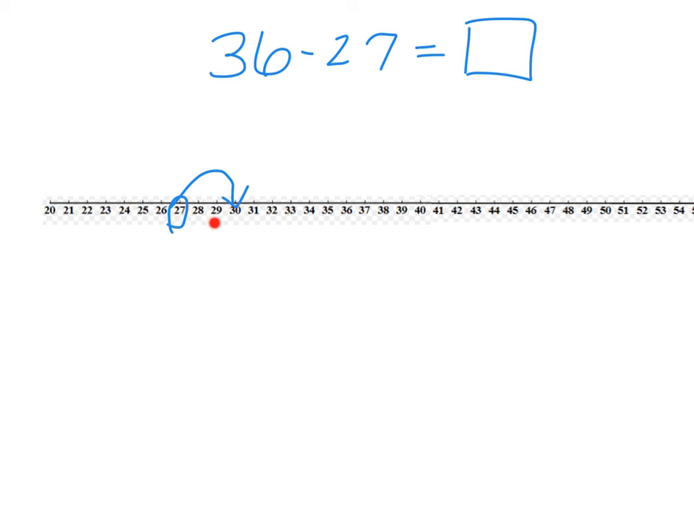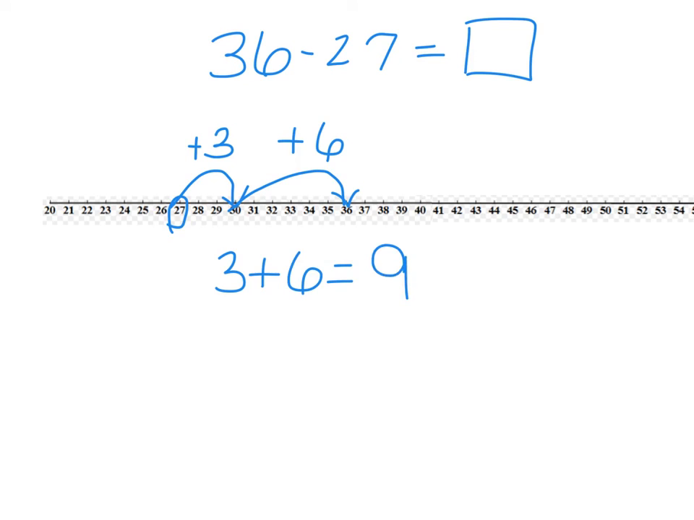As you can see, that was 1, 2, 3 jumps. So that means plus 3. Then we will count up to 36. That would be 1, 2, 3, 4, 5, 6. Now let's look. How many spaces did we count up in all? Well, first we did 3, and then we did 6 more. So that would be 3 plus 6, which gives us 9. So the difference to 36 minus 27 would be 9.